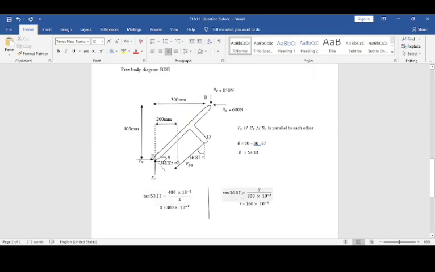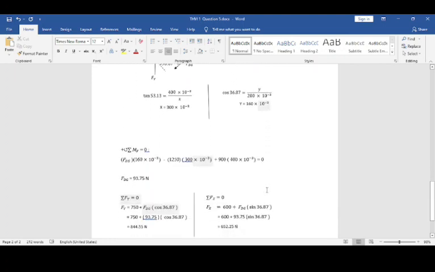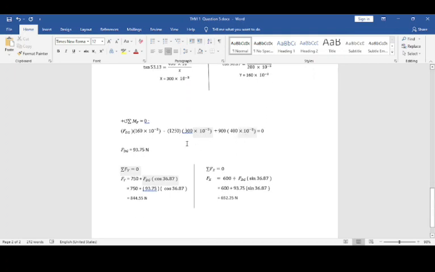So we're going to find the y. For the y, cos 36.87 equals y over 200, this one 200 times 10 power negative 3. So the y is 160 times 10 power negative 3. Actually this 10 power negative 3 is 160,000, so that's why I just simplify it and just put it like this.